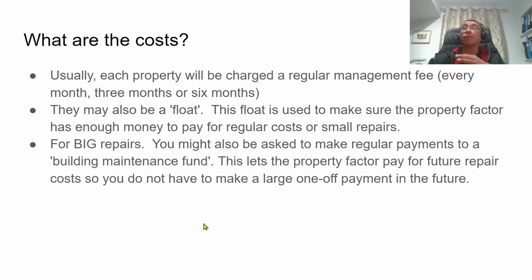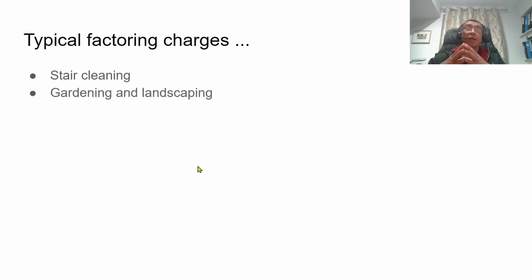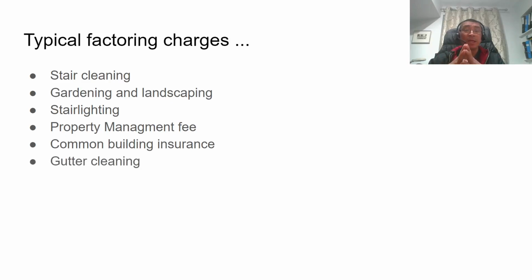Typical factoring charges could be stair cleaning, landscaping and gardening. Someone needs to cut the grass. Could be stair lighting, and obviously they organize all this. The property management fee and the building insurance, and maybe cleaning the gutters.